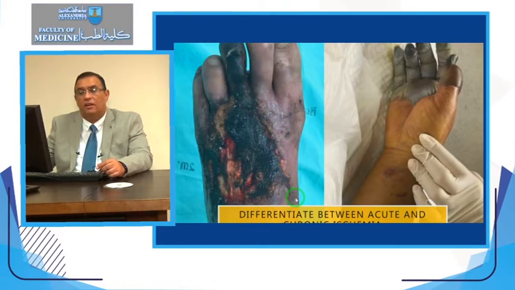There is a good collateral, and this can be salvaged, while this limb cannot be salvaged because there is no time for development of collaterals. This is the acute ischemia with wet gangrene, and this is chronic ischemia with dry gangrene. This usually can be corrected. This is usually difficult to be corrected.